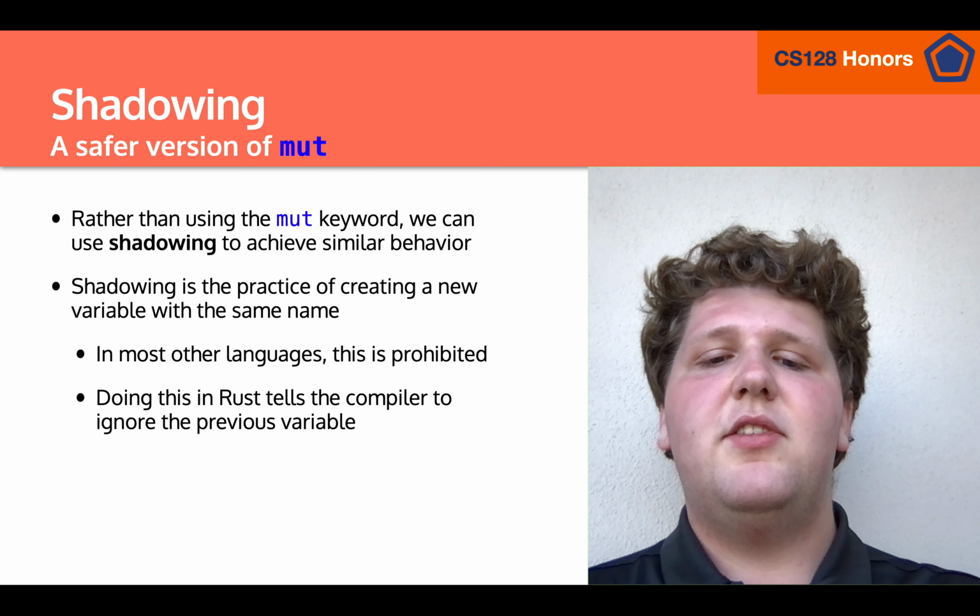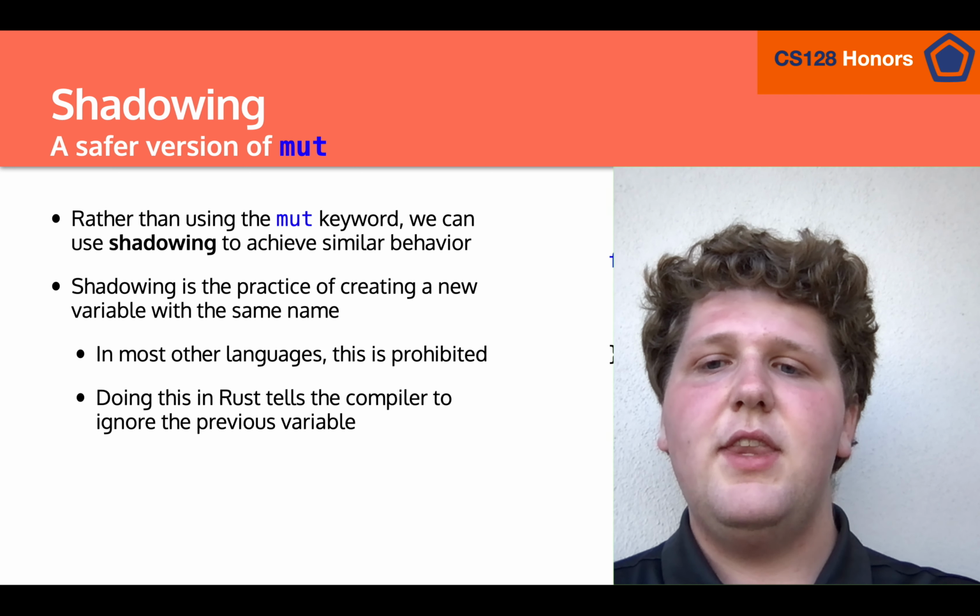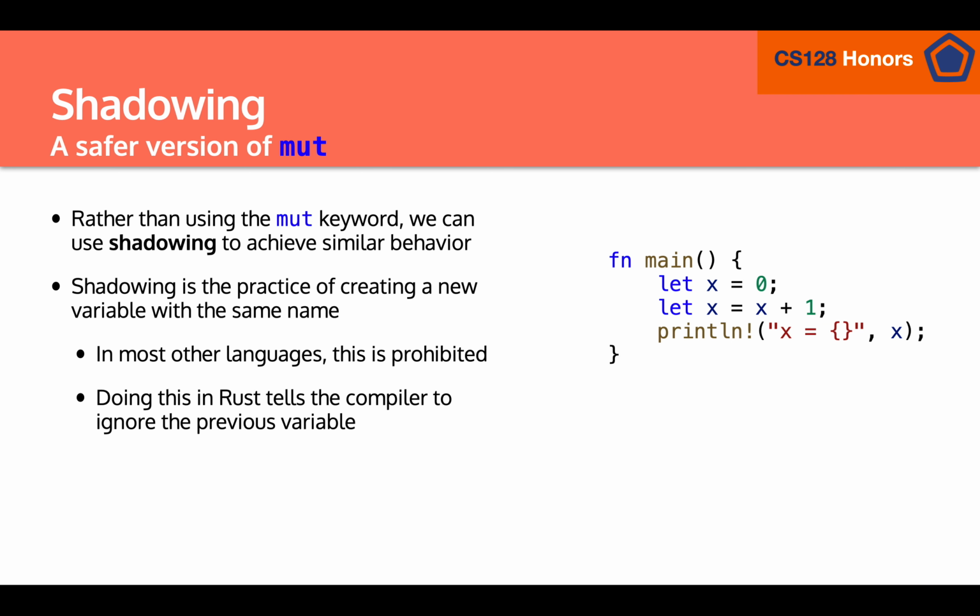Doing this in Rust tells the compiler to ignore the previous variable's value and to use the new one instead. Taking a look at this example, we have function main once again, and we say let x equal 0. But then we say let x now equal x plus 1. So it gets the 0 from the previous x, adds 1 to it, and then creates a new variable called x, and it forgets about the old variable x. However, the old variable x is still out there if we were using concurrent code, so we're able to be thread safe. And then finally we print out, and in this case we get x equal to 1.